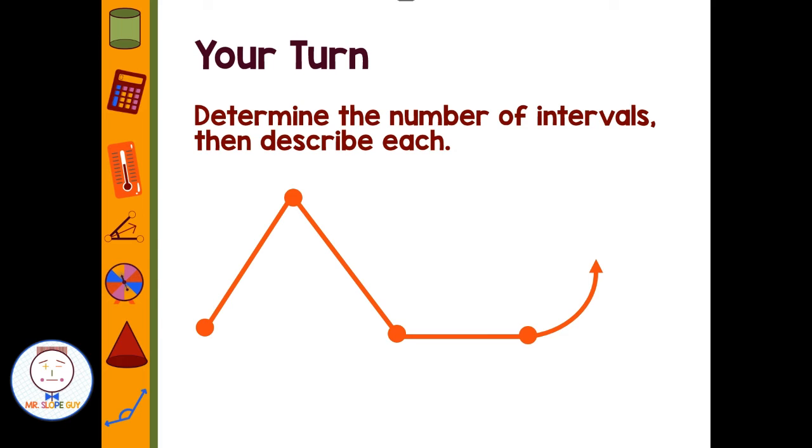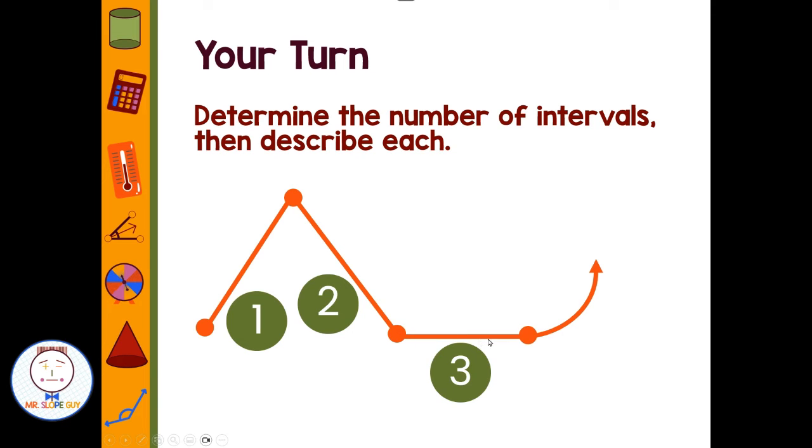All right, welcome back. So let's count our sections. We have one interval here, and an interval from here to here. We have a third interval between these 2 points. And then we have a curved line for this interval that is from here going on for infinity, up, up, and beyond. All right, then we want to determine what's going on with each of these intervals.